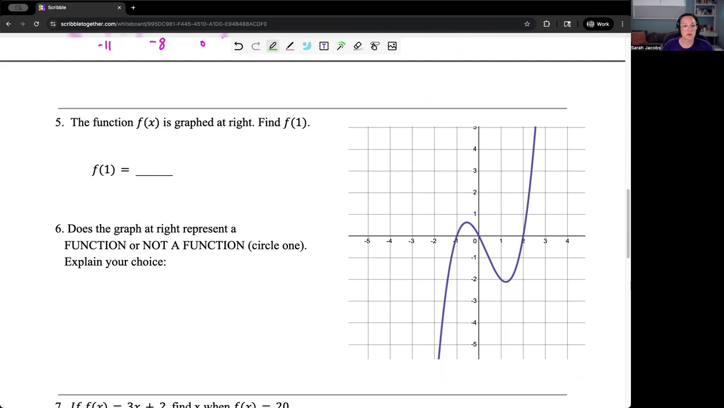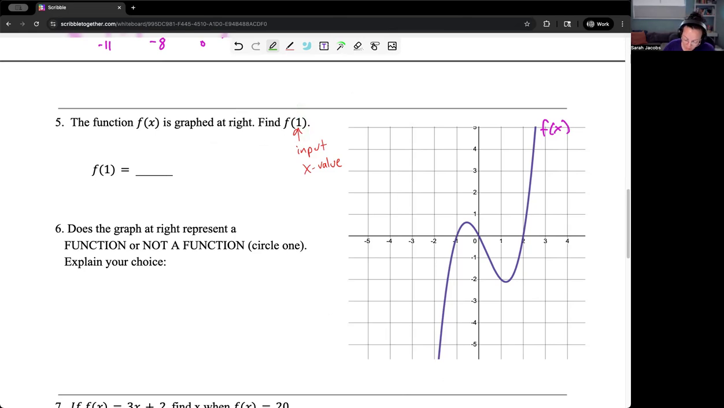Question 5. So here's where graph functions come into play. The function f of x is graphed at right. So this is f of x. Find f of 1. So we have a number inside the parentheses. This is an input. That also means it's an x value. Because the number is inside the parentheses, it's an input. And for our graphing purposes, that means it's an x value.